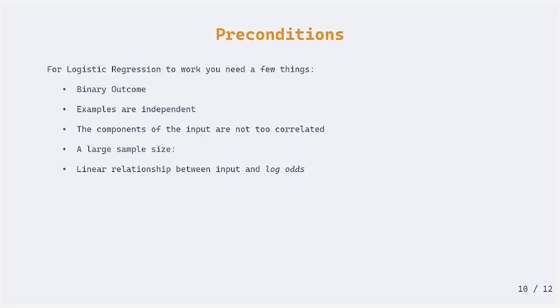And then obviously, if there's not a linear relationship between input and log odds, then logistic regression is not going to work. You could use a different function. You could say, apply the sigmoid function to a polynomial regression model instead. But as long as the inner model maps the relationship to the log odds properly, then logistic regression is going to work out.